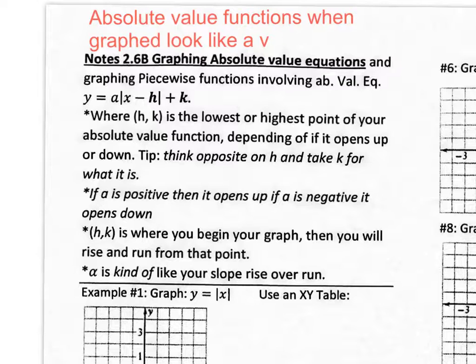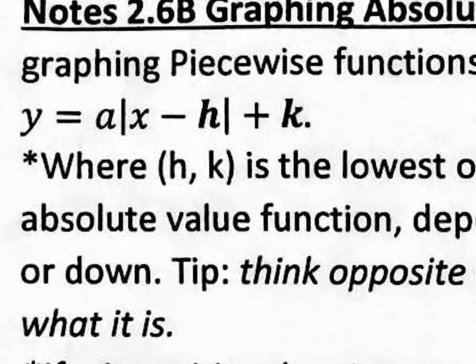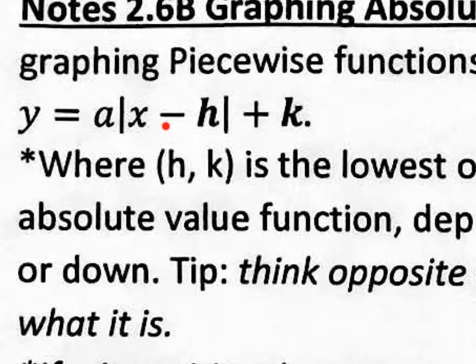Okay? And depending on if it opens up or down. Now, here's the tip. Something very important. You need to think opposite on h and take k for what it is. Now, if we look at this, there's a minus sign in front of the h. Minus means opposite. So whatever number you see right here, think opposite when you identify h and take k for what it is. This h and this k will give you your highest or lowest point of your V. It's like the vertex. As a matter of fact, h and k is the vertex when we get to parabolas. But when you think opposite on h and take k for what it is, that gives you your highest or lowest point. That's the point where you start at.